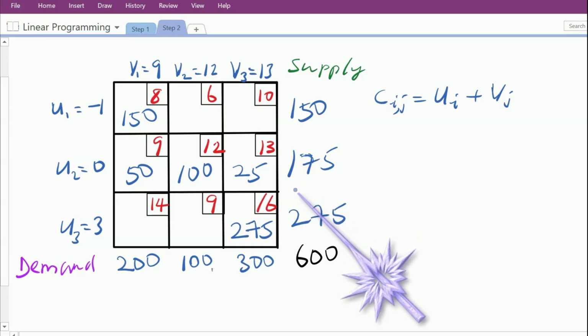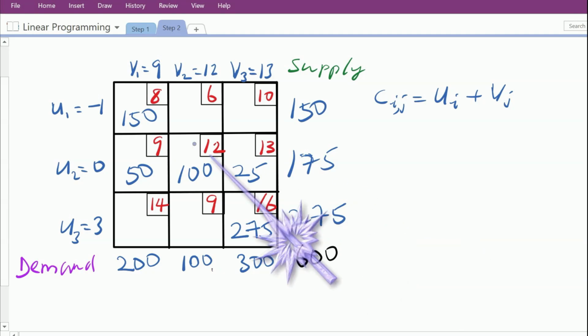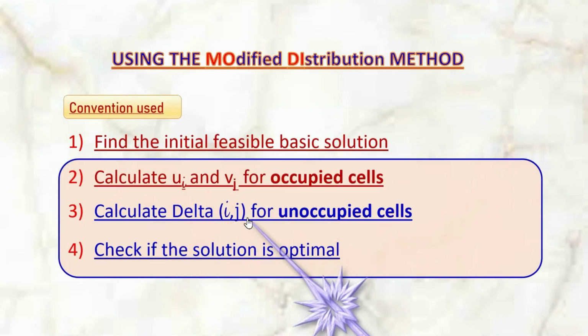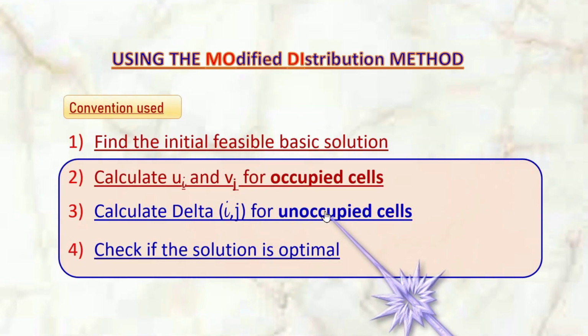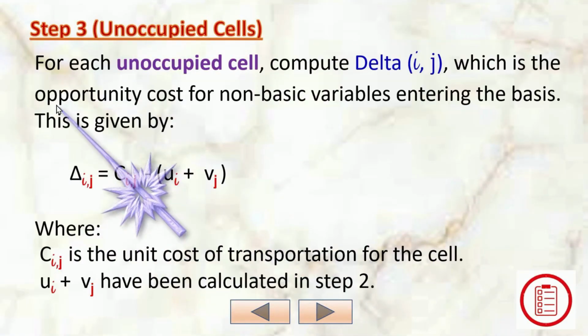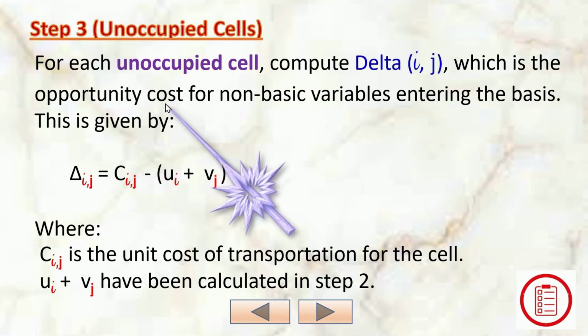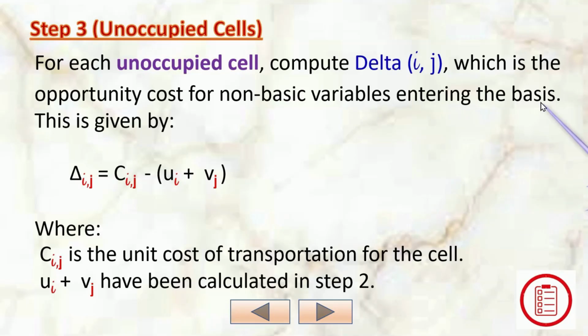This is step 2. We now go to step 3 to calculate the delta ij for each unoccupied cell. What we have done is for the occupied cells. Now, for each unoccupied cell, you compute the delta ij, which is the opportunity cost for non-basic variables entering the basis. And this is given by delta ij is equal to Cij minus bracket open Ui plus Vj.